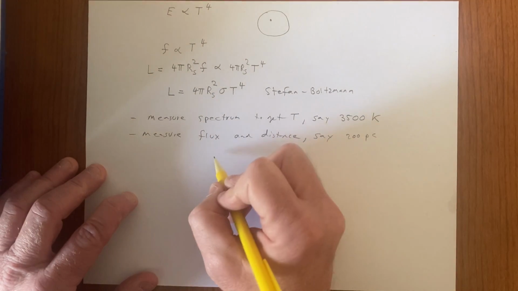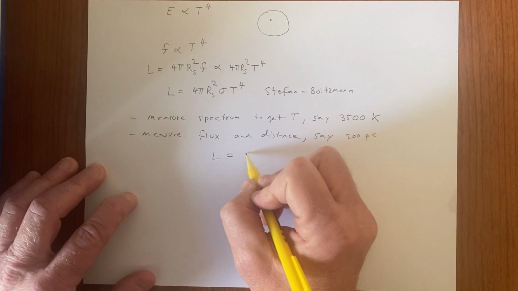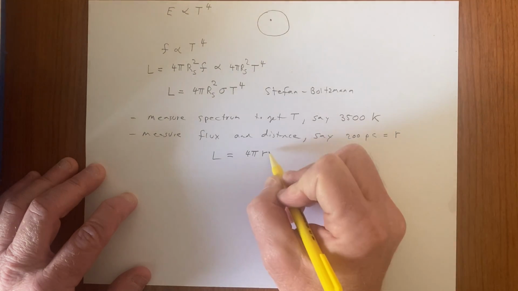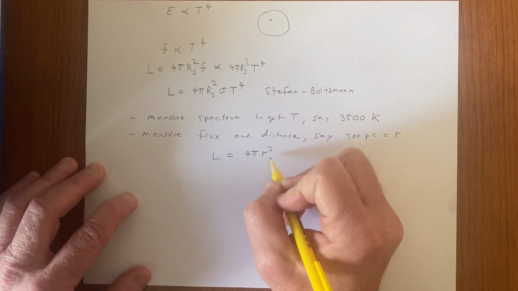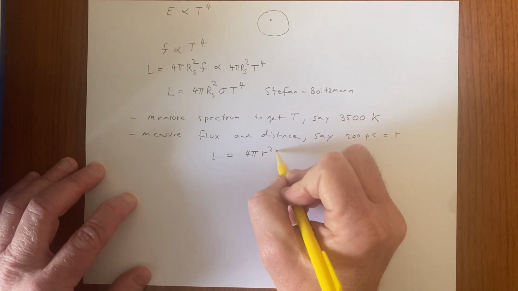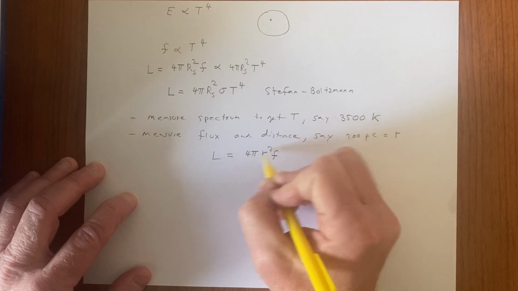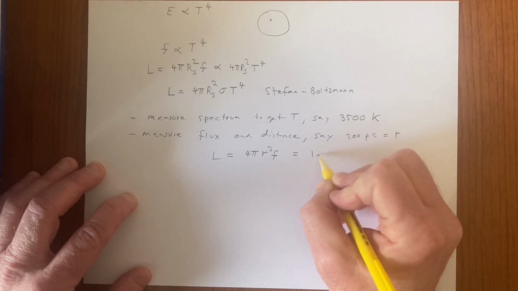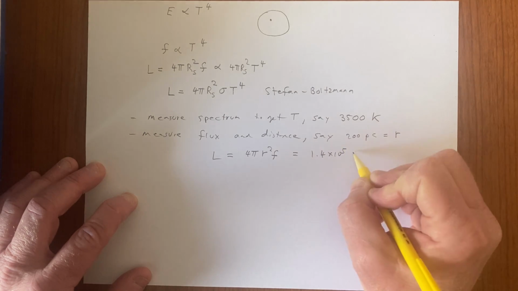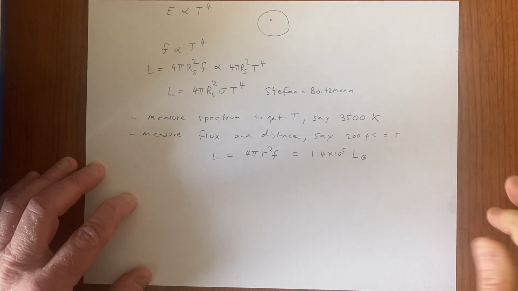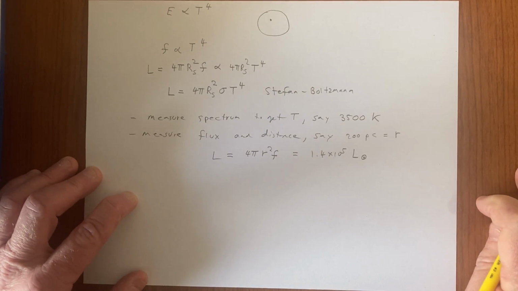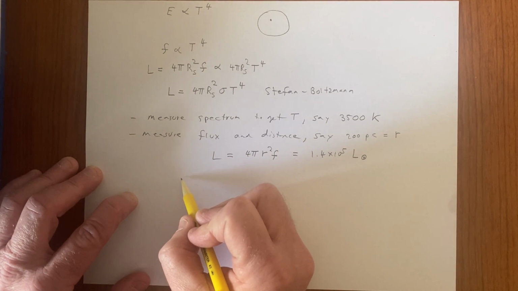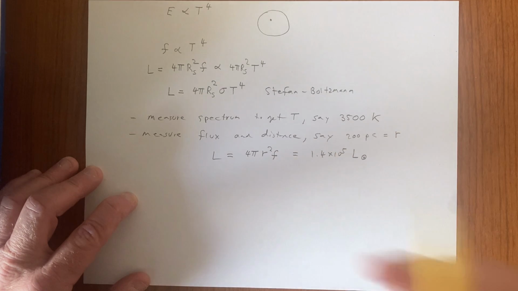From this, we can get the luminosity. So the luminosity is 4 pi times the distance, so this is what we call R in this expression, the luminosity-flux relationship. So from the flux and the distance, we get the luminosity. And let's say that we get that it's equal to 1.4 times 10 to the 5 times the luminosity of the sun.